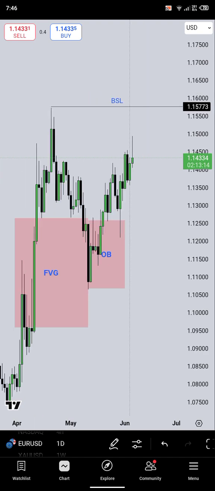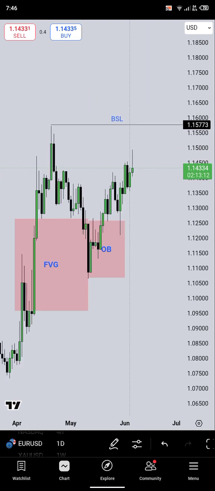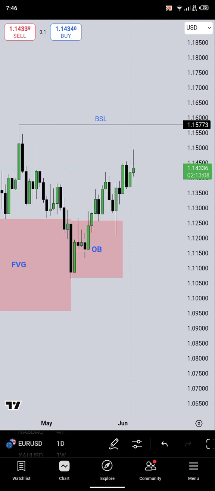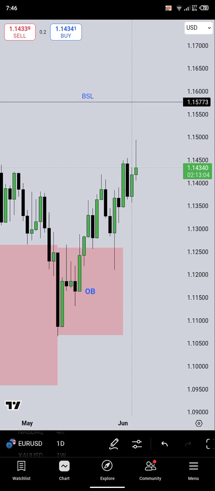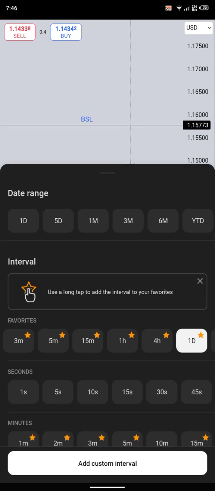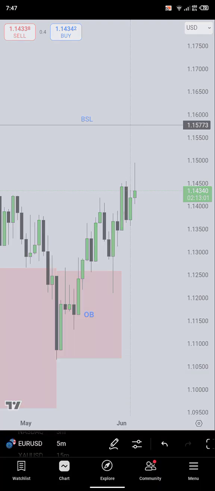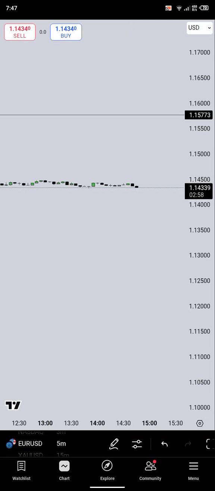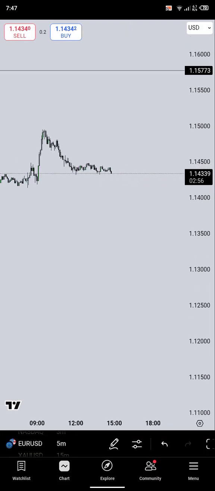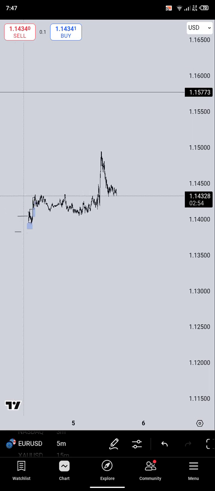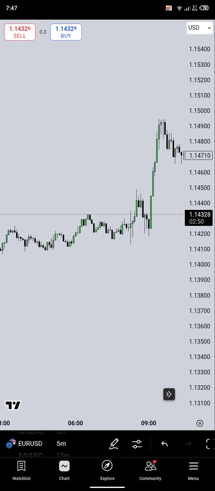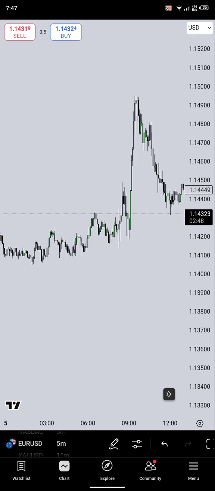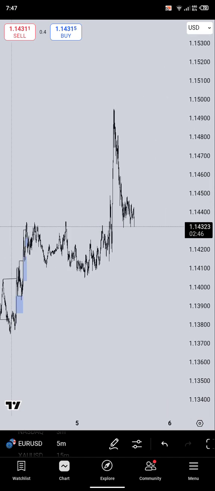So our overall draw is still this BSL. So we were looking for buys. So coming down to a lower time frame, us already knowing where our draw is, and we are looking for buys. We are expecting higher prices.